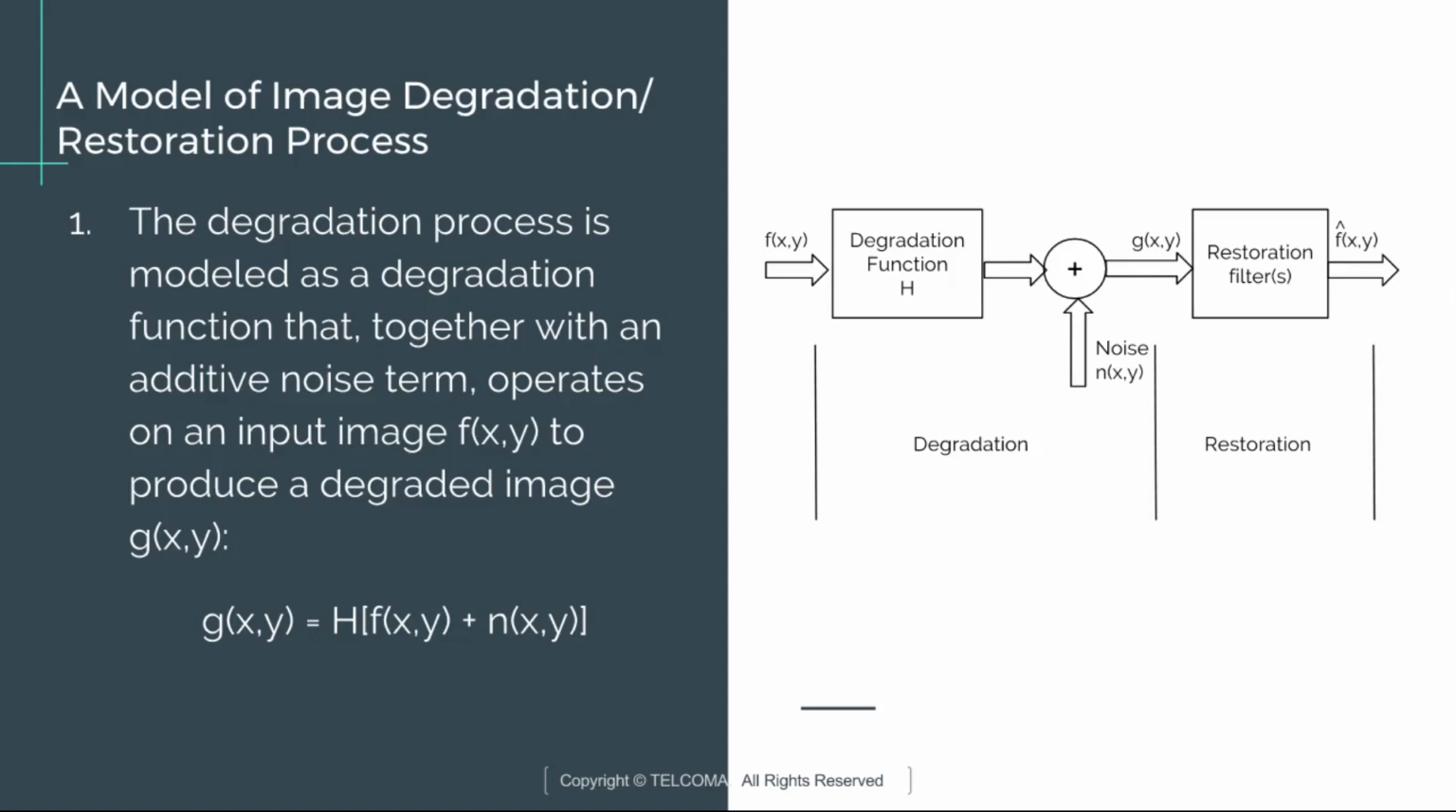Given g(x, y), some knowledge about the degradation function, that is h, and some knowledge about the additive noise term, that is n(x, y), the objective of restoration is to obtain an estimate f cap(x, y) of the original image. The estimate comes out as close as possible to the original input image. In general, the more you know about h and n(x, y), the closer f cap(x, y) will be to f(x, y).